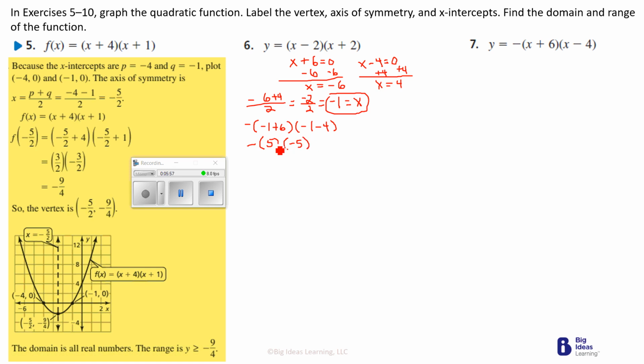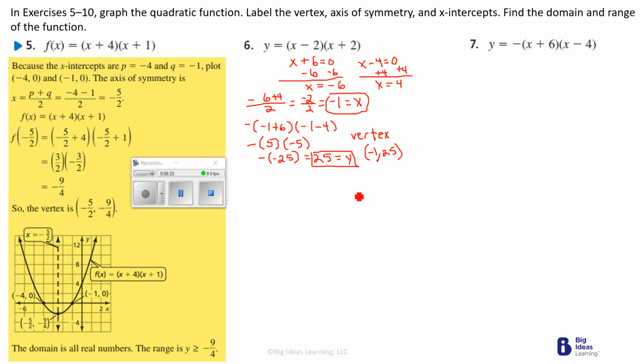Now we have 5 times negative 5, that's going to be negative 25. And negative 25 times a negative is going to be a positive 25. That is going to equal our y. So now we have our vertex. The vertex is going to be negative 1 and 25.